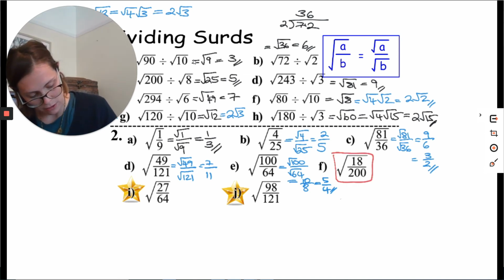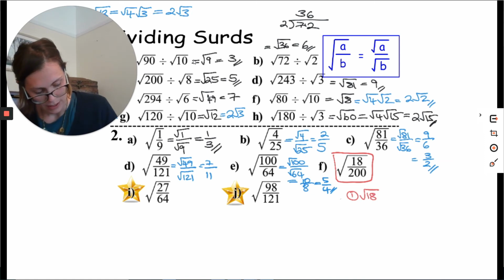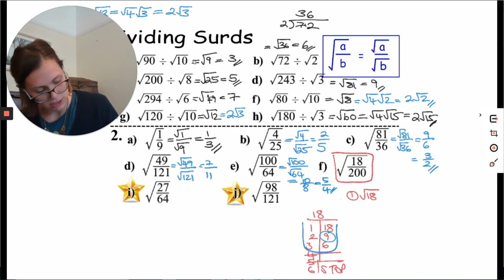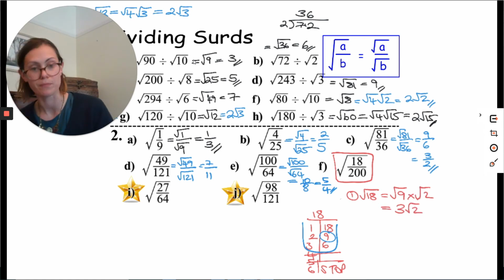So I'm going to simplify root 18 first. Now root 18, if I write the factors of 18, they are 1 and 18, 2 and 9, 3 and 6, 4 doesn't go, 5 doesn't go, and 6 is on my list. So I stop. So my snake looks like this, and I pick 9. So root 18 gets rewritten as root 9 times root 2, so it becomes 3 root 2.